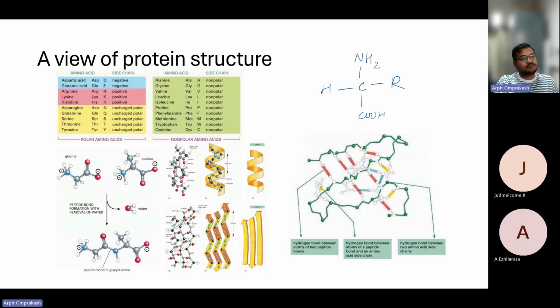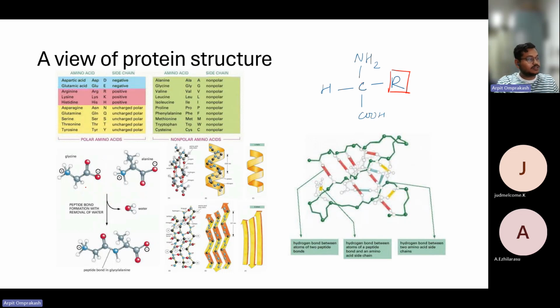Basically you have a carbon atom, which is bound to a hydrogen atom, a carboxyl group, COOH, and an amine, NH2. And then we have this R subgroup, which can vary. Based on what is present here, we have different kinds of amino acids. If R is equal to H, a single hydrogen atom, we have glycine. And if R is a methyl group, we have alanine, and so on.